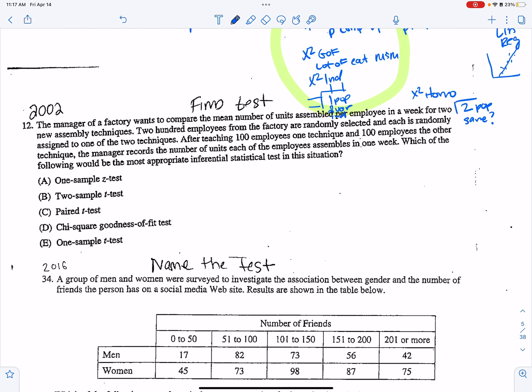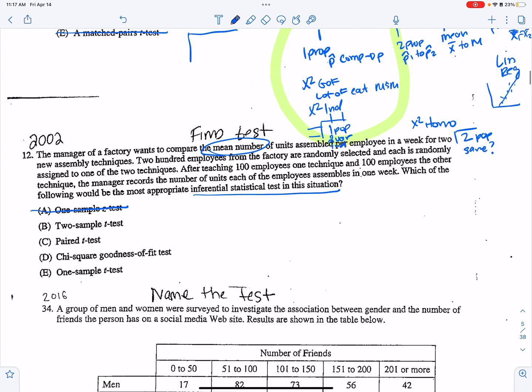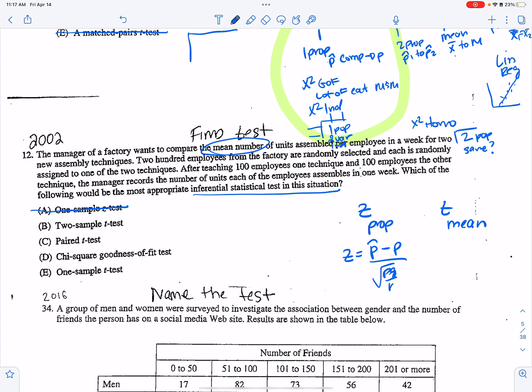Okay, so this one looks a little different. I'm looking for the test, and it's means. So immediately, I know it's not Z, because remember, Z is my proportion, and T is my mean. When we do our Z test, remember it's P hat minus P over the square root of PQ over N when we're trying to find our Z score. And T, remember, is X bar minus mu over sigma over the square root of N. There are several other different forms it has too, but remember, when it's talking about Z, it's proportion, and T is means.